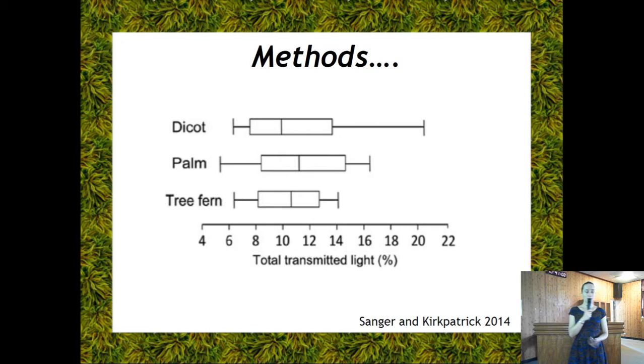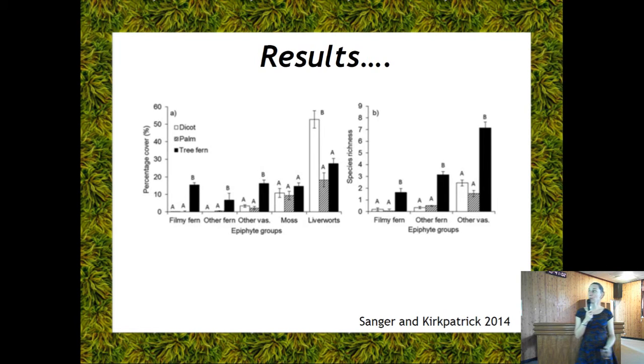Then I went to survey the epiphytes as well, and what I found was that the tree ferns had quite a significant higher number of vascular epiphyte species. They were one of the only hosts that had filmy ferns on it. They were also hosts to a lot of other fern species, as well as a lot of orchid species and bromeliads as well. So that was quite an interesting finding.